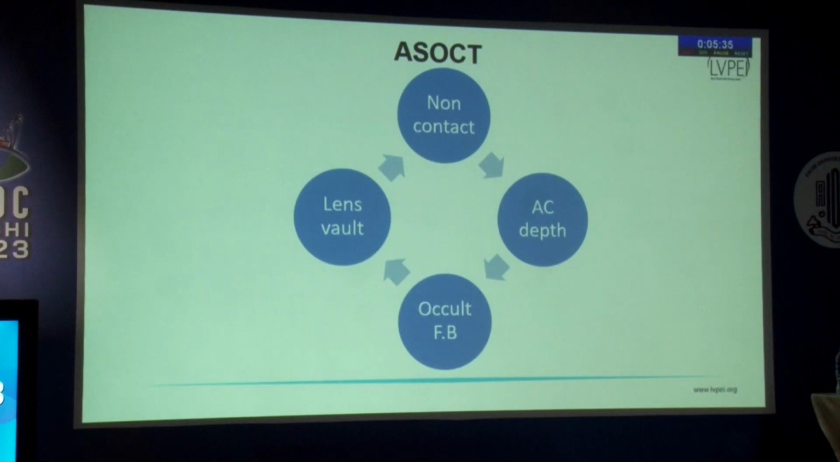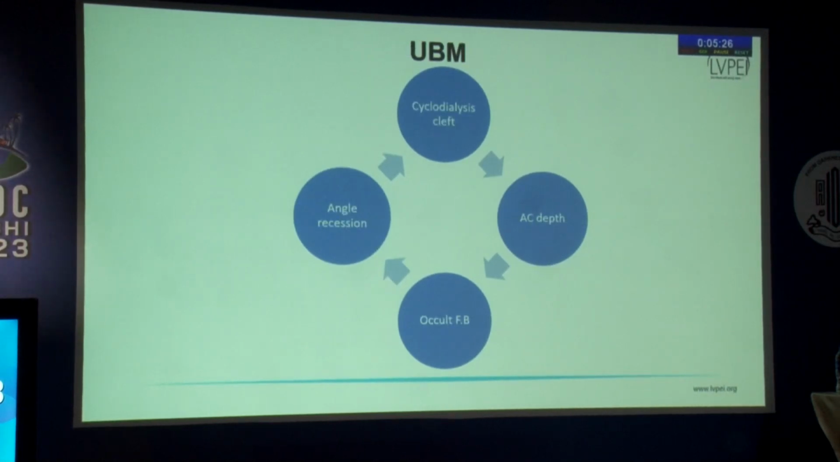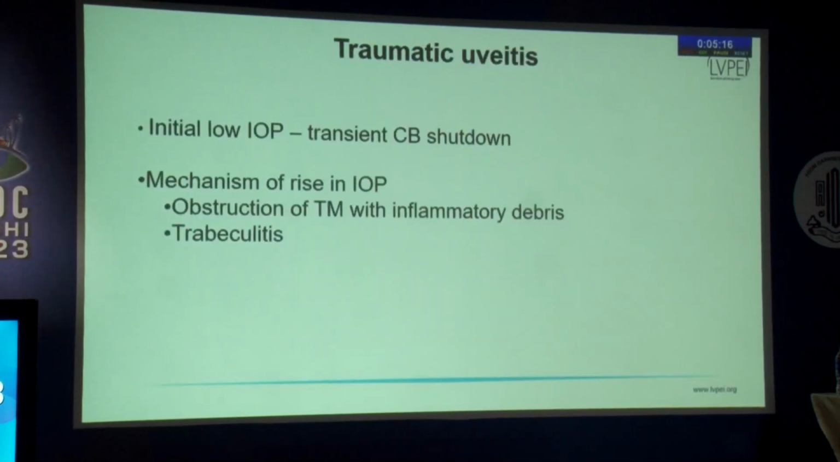We can do an ASOCT because this is non-contact in cases of trauma to see for the AC depth, lens vault, and any occult foreign bodies. And UBM also a contact procedure which can be slightly delayed. This is to see angle recession, cyclodialysis cleft, the AC depth, and any occult foreign body. So we'll go through a few of the causes of traumatic glaucoma.